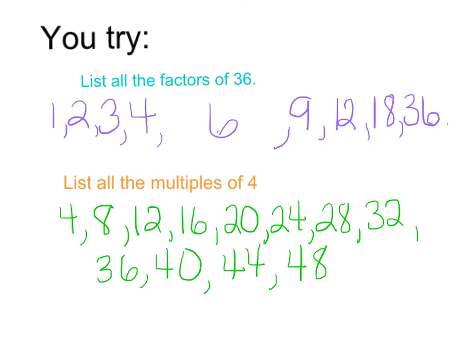48. Now when I list multiples, I usually list 1 times the number all the way through 12 times whatever number I'm finding the multiples of. So 1 times 4 is 4, 12 times 4 is 48. That's listing the multiples. Did you get it right?